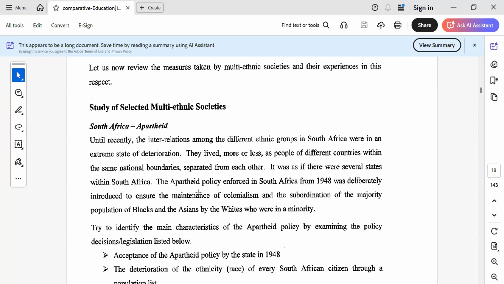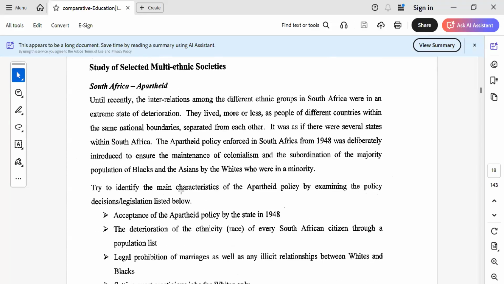They brought the apartheid policy enforced in South Africa from 1948, right? In 1948 only we got the independence, right? So 1948 was deliberately introduced to ensure the maintenance of colonialism and the subordination of the majority population of blacks and the Asian by the whites who were in minority, right? The blacks are there, Asians are there, but whites were in minority.